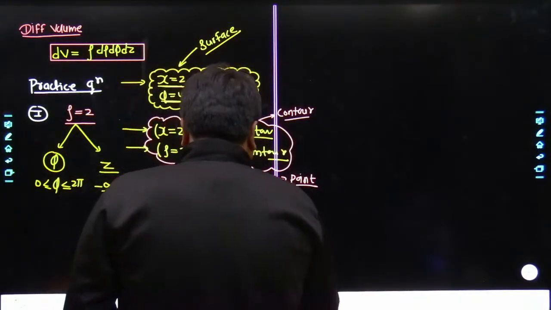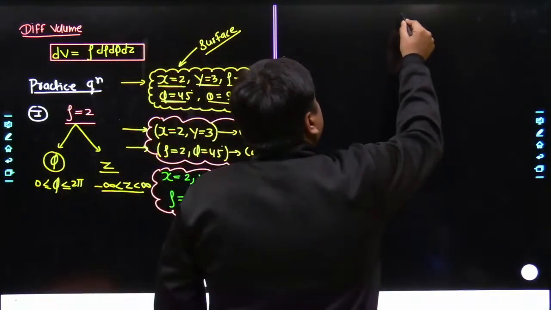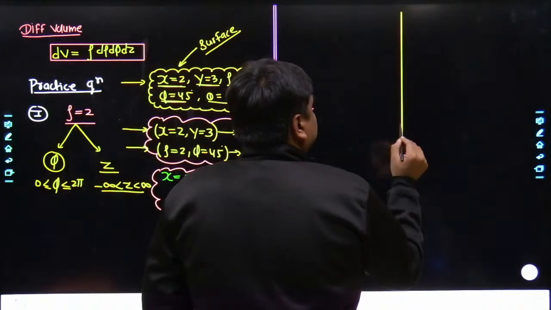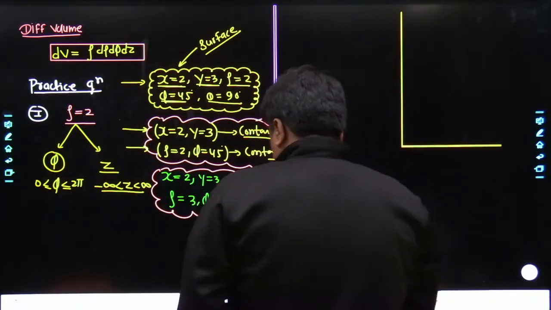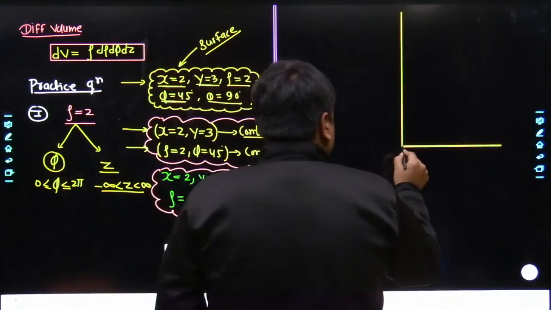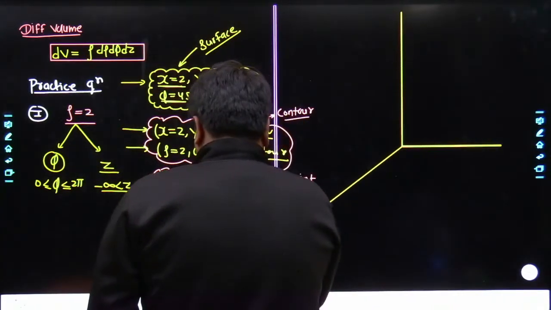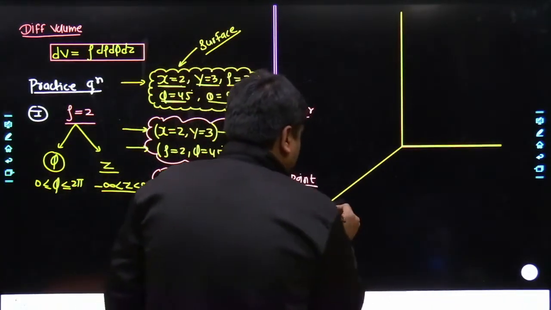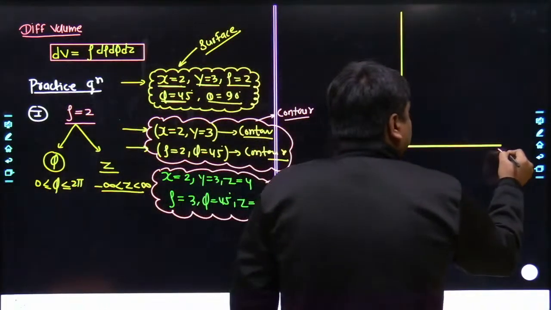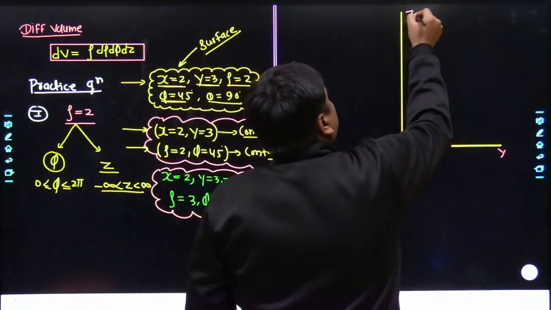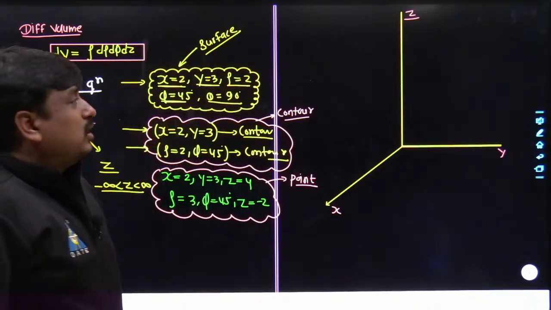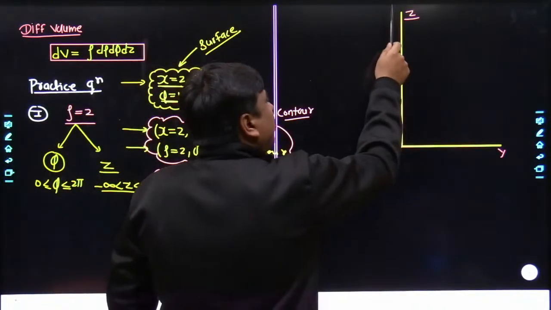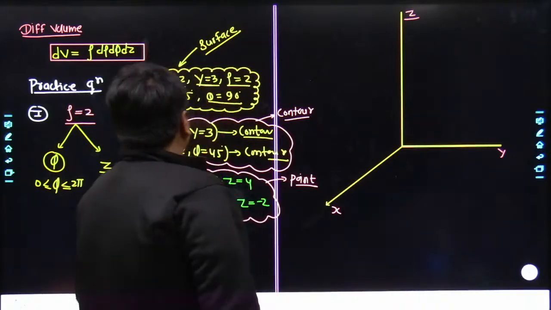Again, I would take the reference of the z-axis. Here goes the z-axis. Here goes the positive y-axis, and here comes the positive x-axis. Here comes the positive z-axis. May I know what rho was? Rho was the perpendicular distance from the z-axis. Let's take rho is 2.